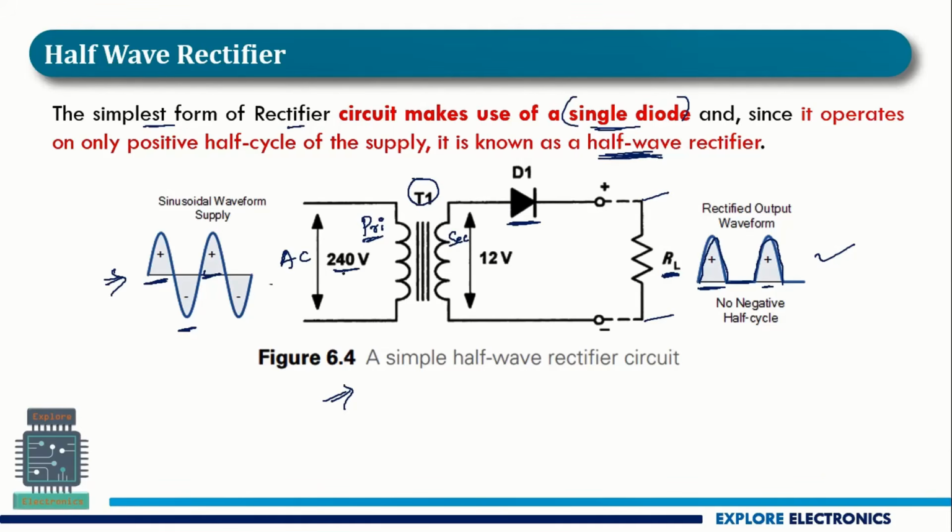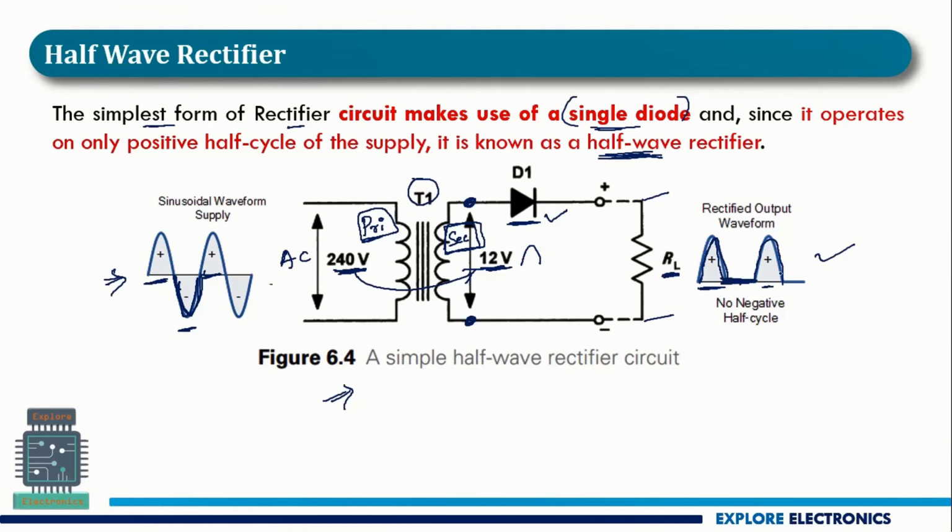This transformer is stepping down the 240 volt input into 12 volts. How to step down this? By choosing the number of turns in the primary coil and the secondary coil wisely, we can step down this 240 volt AC to 12 volts AC. Once the 12 volts AC is available over here, in the positive half cycle, this diode conducts. That's why we are going to get the positive half cycle as it is output across RL. And when the negative half cycle of the input is applied, diode will not conduct. That's why there is no current. So output will be 0 over here.